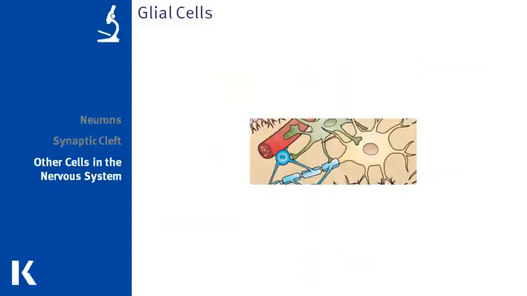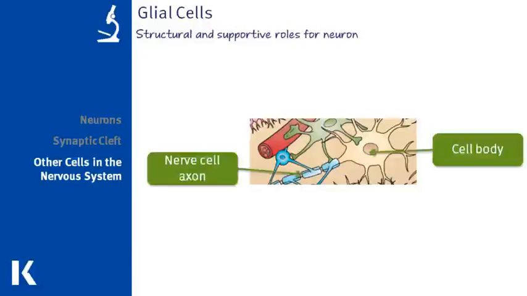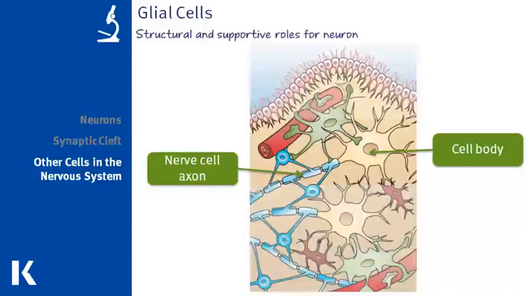Now, while our neurons are our main players in the nervous system, we can't forget about the support staff. There are other cells in the nervous system called glial cells. Glial cells provide support for the neuron in a variety of ways. To start off, let's identify our neuron in our diagram. This neuron is surrounded by glial cells that aid the neurons.